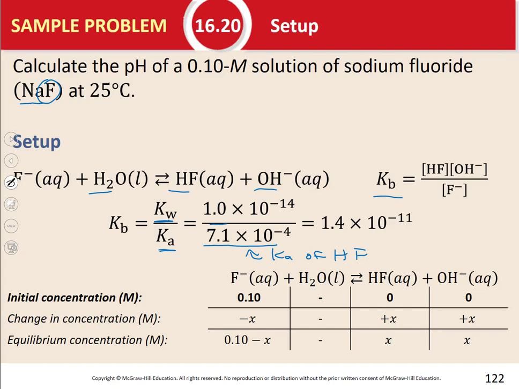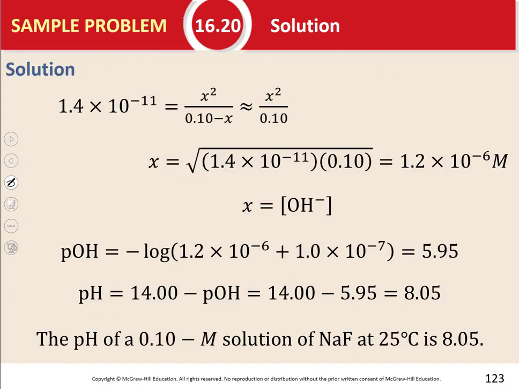So we already had the ICE table up here. 0.1, 0, 0, minus x, minus x, minus x. Equilibrium concentration, 0.10 minus x, x and x. Set that equal to my Kb value and solve for x. So in the interest of time today, we'll go ahead and show you. Solve for x, assume x is small.